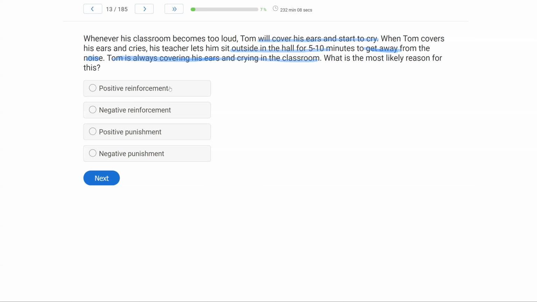A, positive reinforcement. Well, we know it's reinforcement. We've established that, but it isn't positive because Tom is getting removed. There's removal. Tom is escaping. Most likely reason is B, negative reinforcement. And we know it's not C and D because it isn't punishment. The behavior is continuing. Very straightforward consequence question.